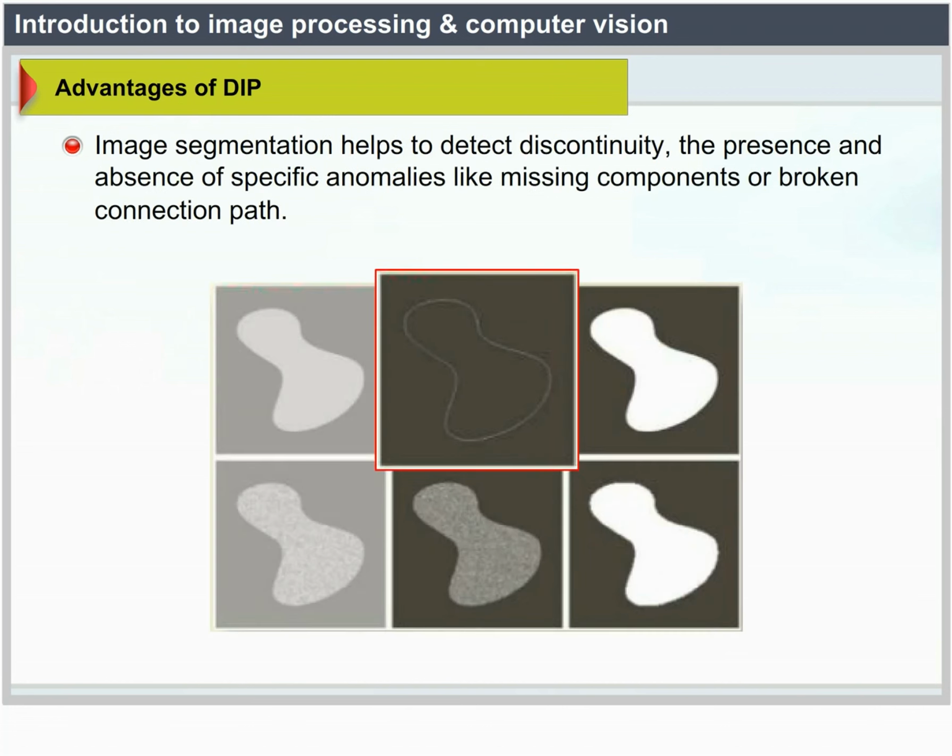Image segmentation can be used to detect discontinuity, and the presence or absence of specific anomalies like missing components or broken connection paths.